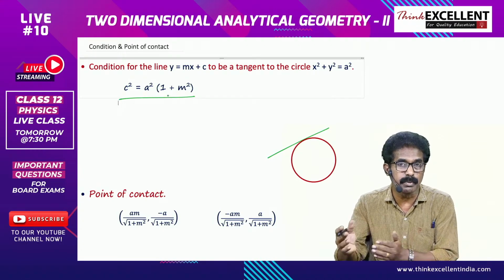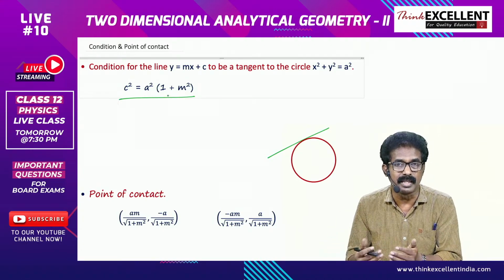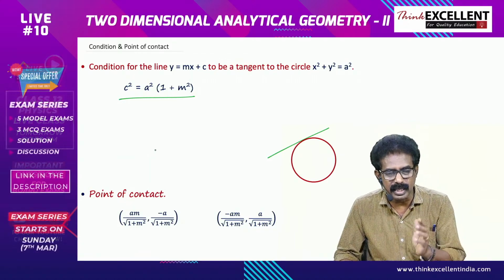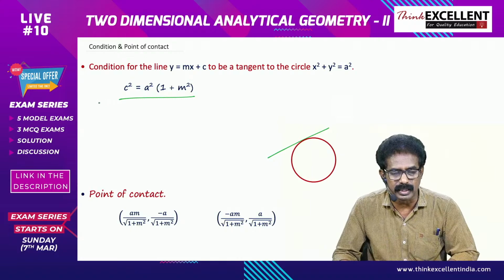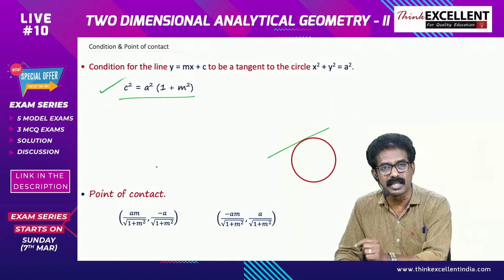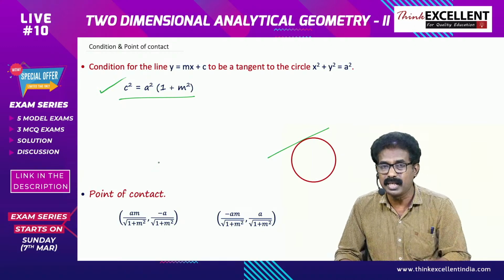Similarly, for ellipse, hyperbola, parabola we will study later. So for now, learn this fully for the circle. C square equal to a square into 1 plus m square. If this condition is satisfied, you can say yes, the line touches the circle, or you can say the line is a tangent to the circle.